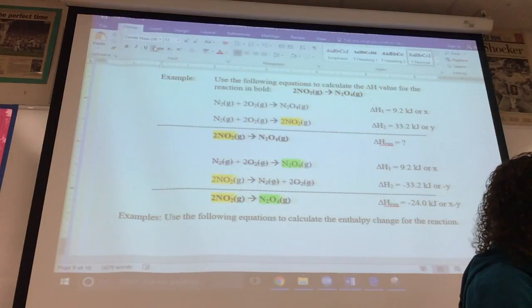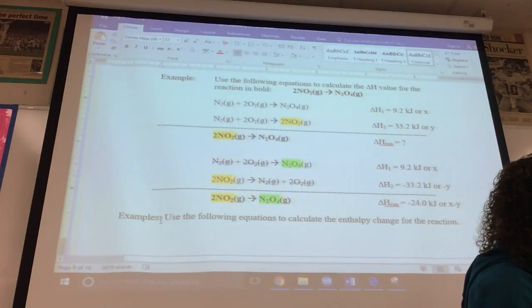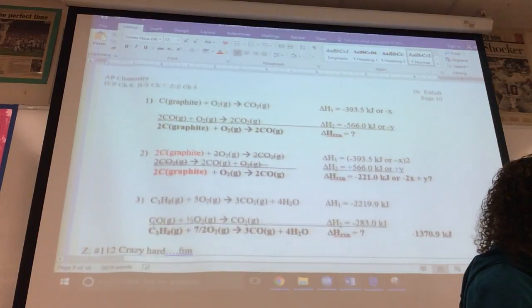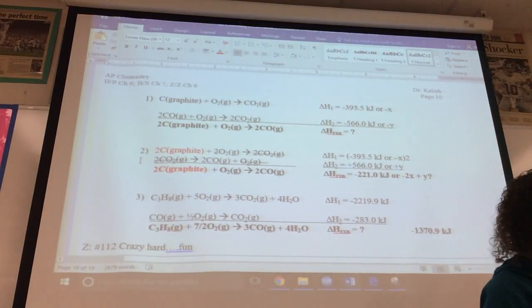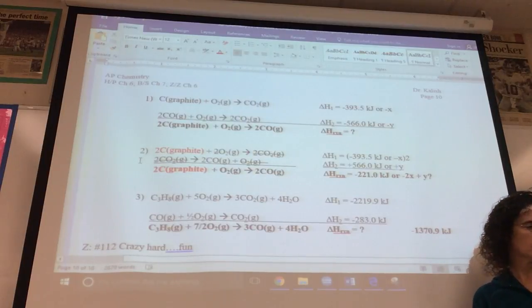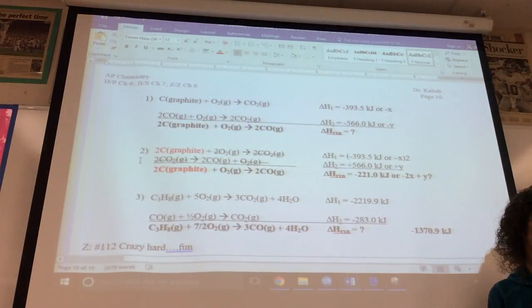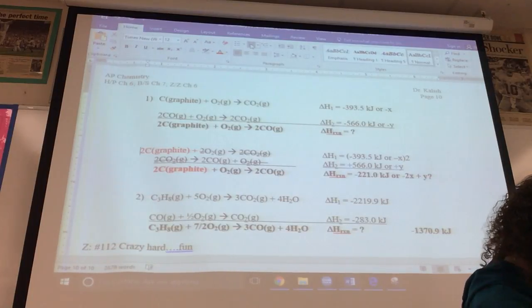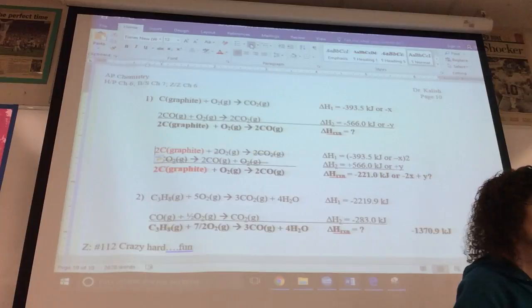It requires practice. On my honors page, I do have a whole worksheet on this. I can stick it on your page if it's easier. All right, let's take a look. I feel like this is the same problem. It is. Don't know what happened.